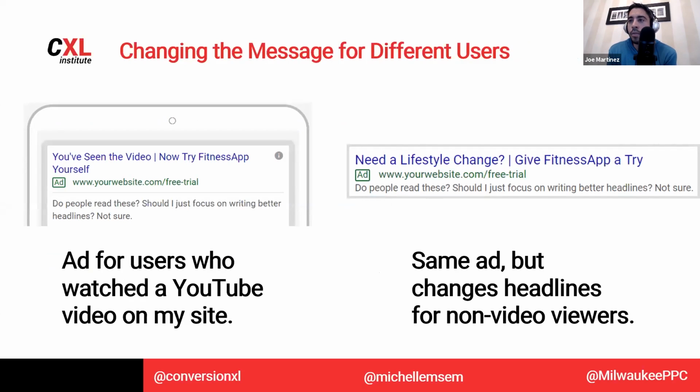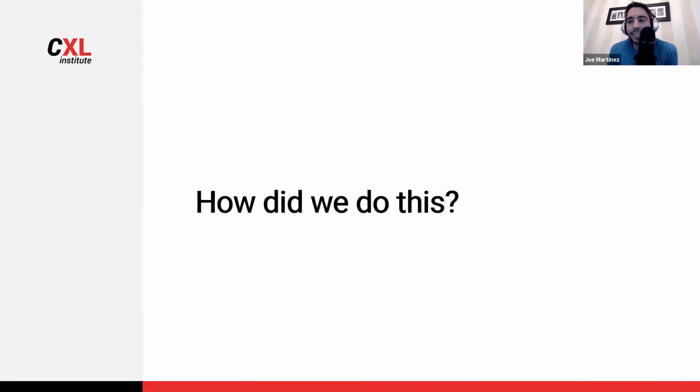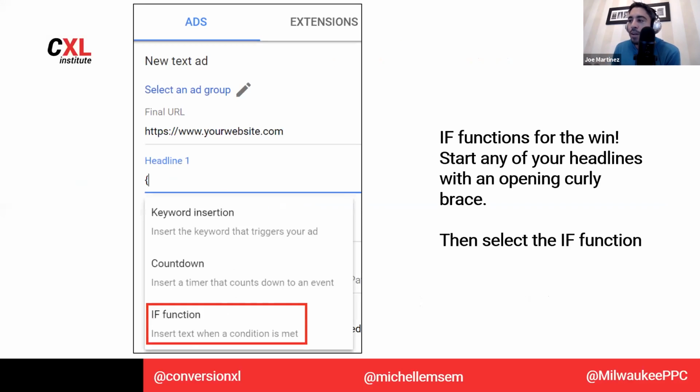Now, you're saying, okay, what's new about this, Joe? You already told us about segmenting our audiences. Yeah, we get that. But the cool thing about this is that this is the very same ad. This is one ad in one ad group speaking to two different audiences. So you're like, how's that possible? How did we do this? We can do this with if functions. It's something that Michelle and I use a lot because it's so cool.